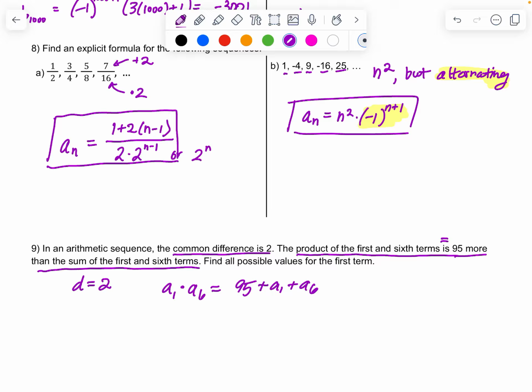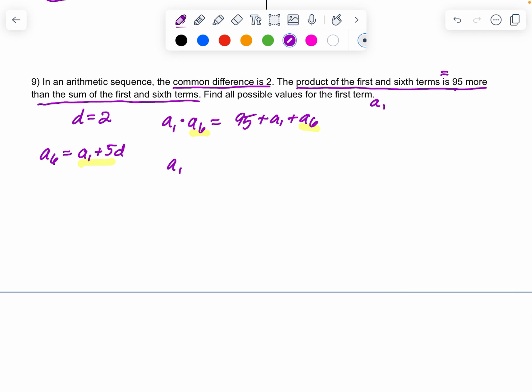So I need to solve this. It says find all possible values for the first term, so we're trying to find a sub 1. First things first, we're working with the sixth term, so I'm going to write the breakdown for it. It's the first term plus 5 common differences. And I'm going to sub that in. This is going to go right here. So I'll rewrite this: a sub 1 times a sub 1 plus 5d equals 95 plus a sub 1 plus a sub 1 plus 5d.